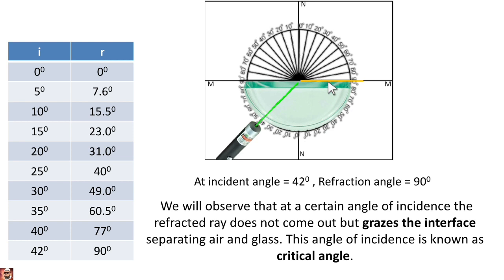This angle of incidence is called the critical angle. So at what angle of incidence? At 42 degree, we can see that the refracted ray grazes. Grazes means nothing but the angle must be 90 degree here. So the refracted angle is 90 degree. It means the refracted ray is grazing the interface at what angle of incidence? At 42 degree. So this angle of incidence, 42 degree, we call it the critical angle.